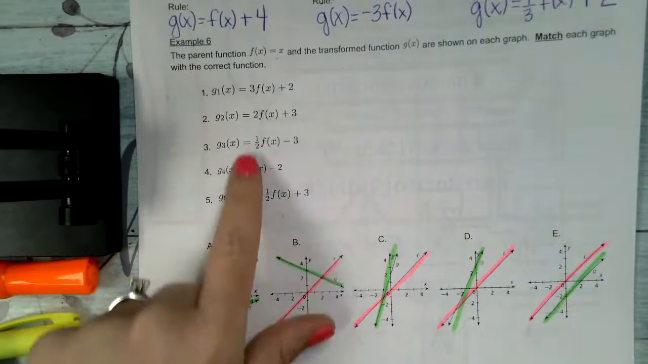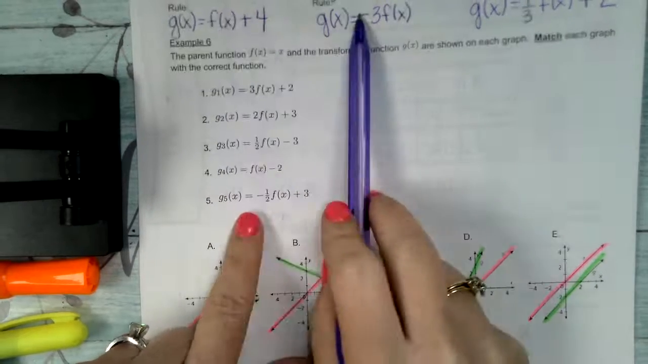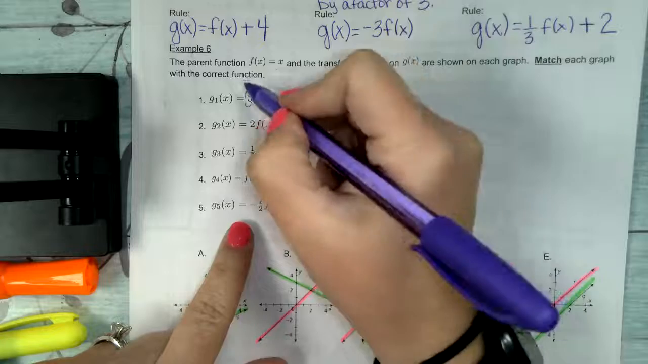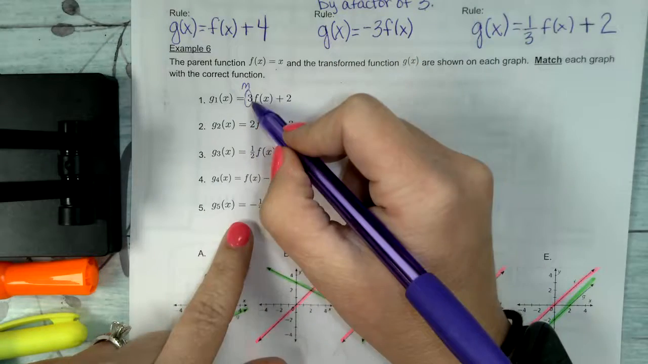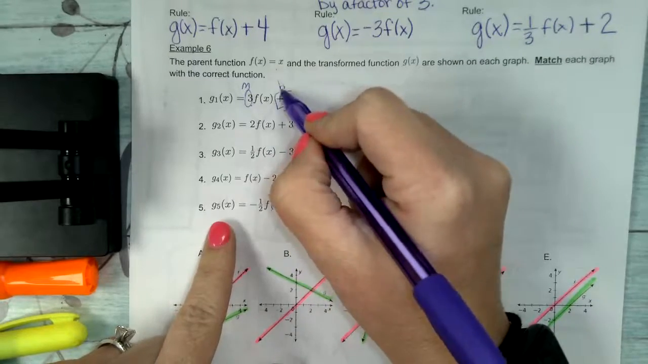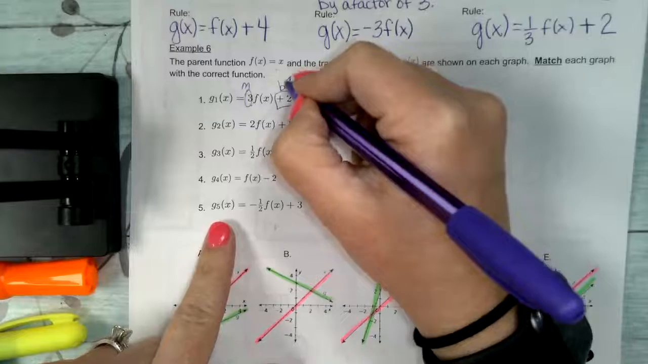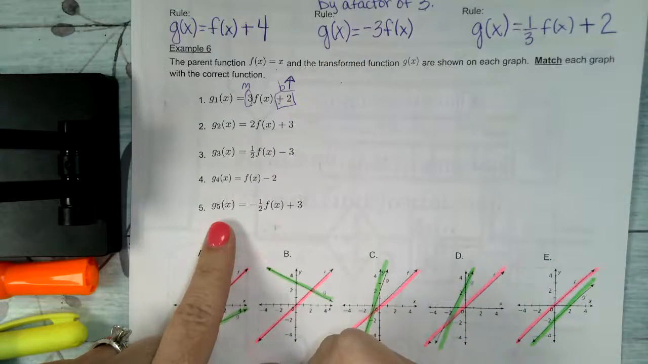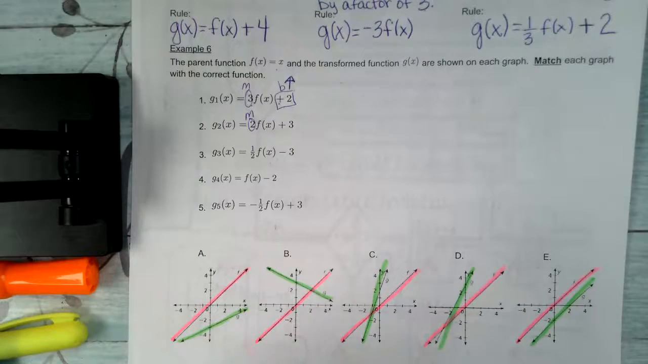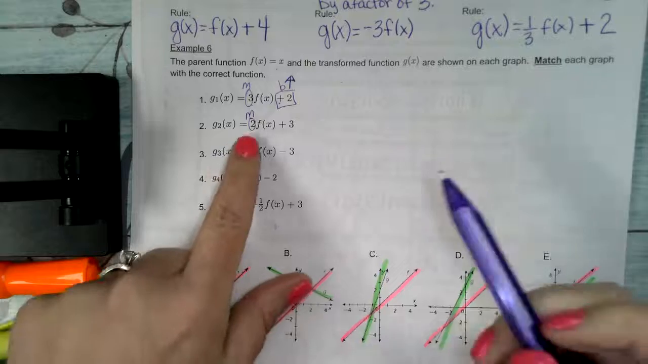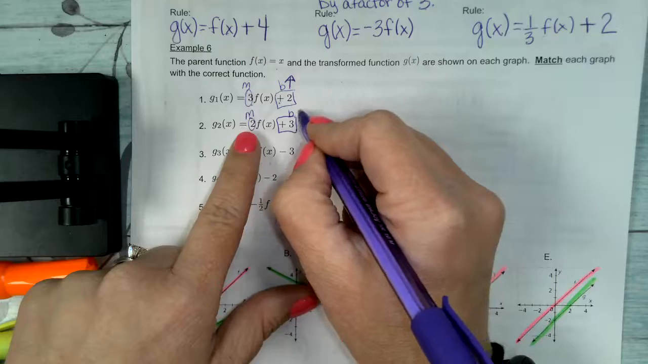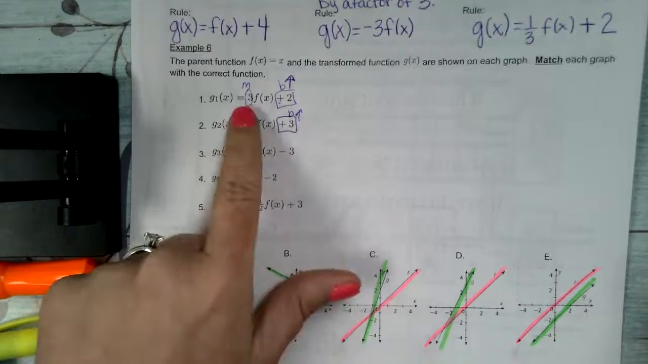Okay. Now these rules through here are very similar to the rules that we just did up here at the top. All right. So this 3, it's affecting the slope, but it's still going to go the same direction because there's not a negative sign. And this is affecting the y-intercept, and it's going to be shifting it up because it's a plus sign. Number 2 is affecting the slope. Again, it's a vertical stretch because it's a 2. It's bigger than 1. And this is affecting my b value, and that means it's shifting up.